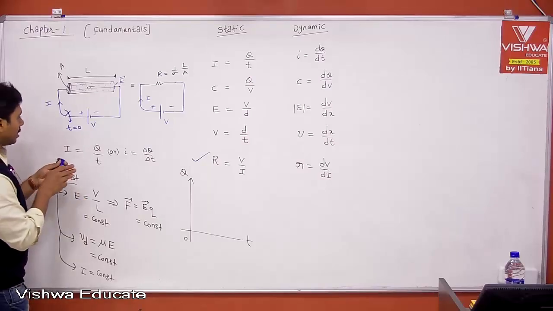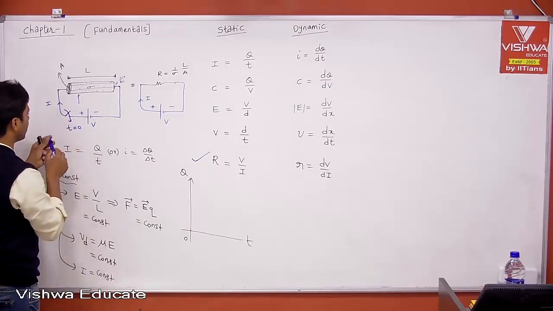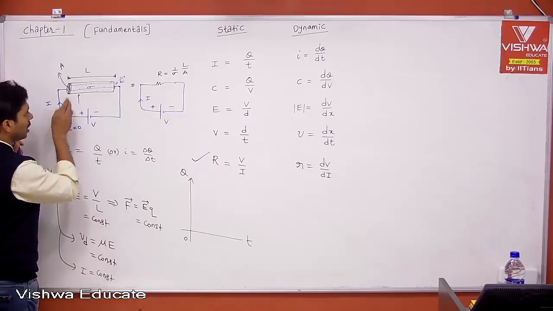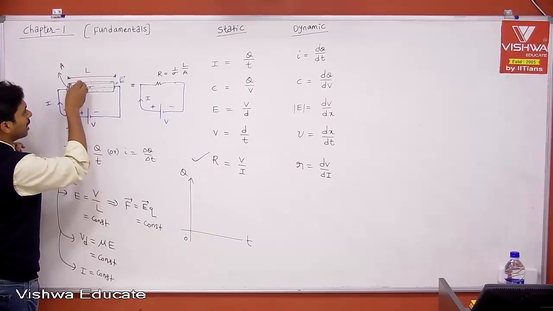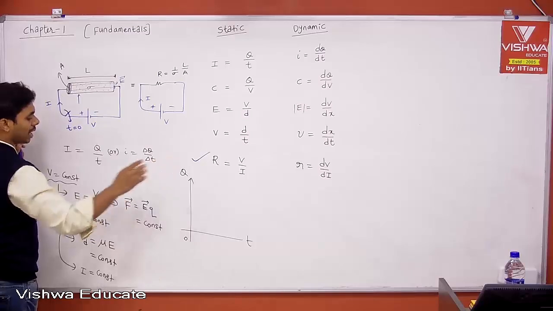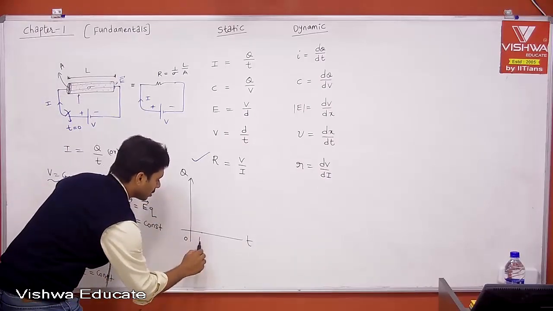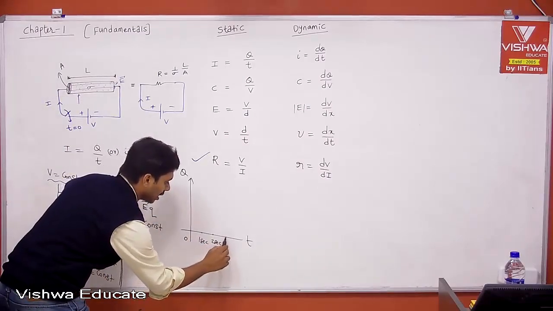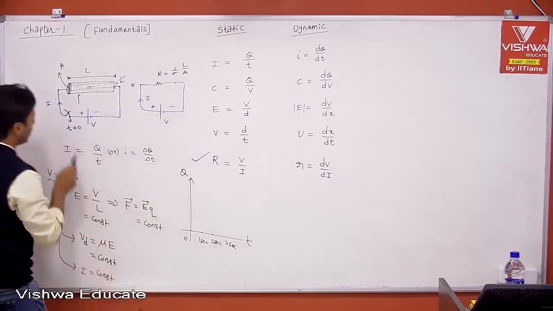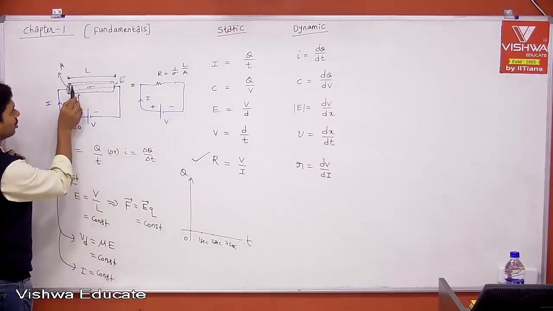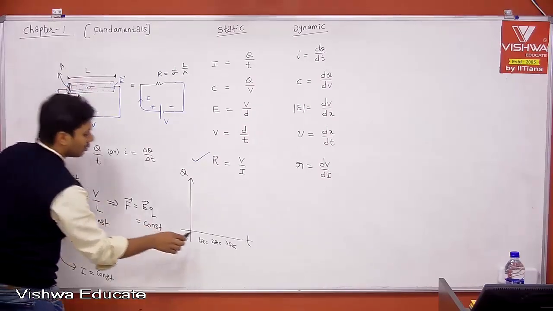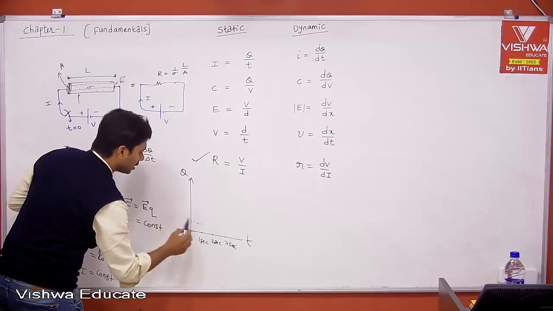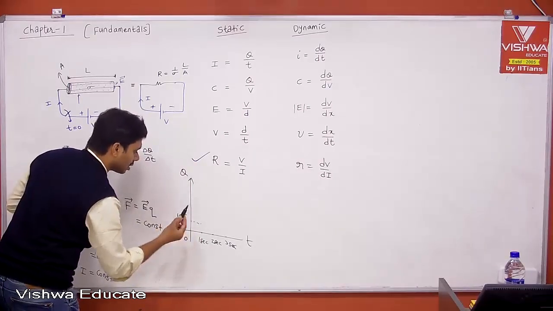This is my observation point. The moment you close the switch, the electrons are crossing. How many electrons are crossing? Let us say 10 electrons in 1 second, 10 more electrons in the next second. Let us say this is 0, this is 1 second and this is 2 seconds, just for your understanding. The moment you close the switch, 10 electrons are moving in 1 second, whatever charge that is.